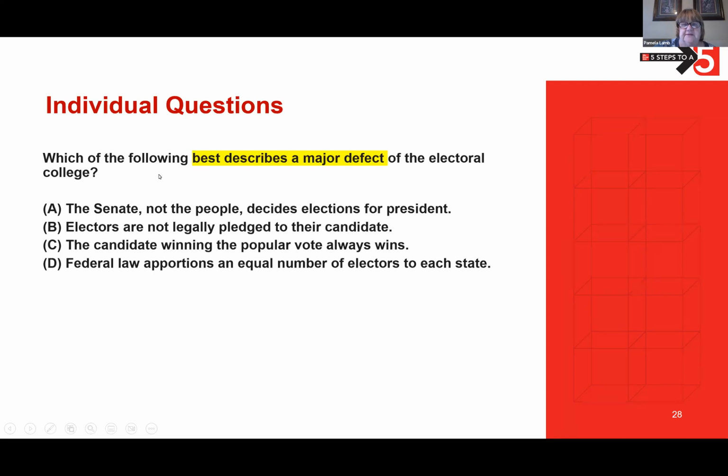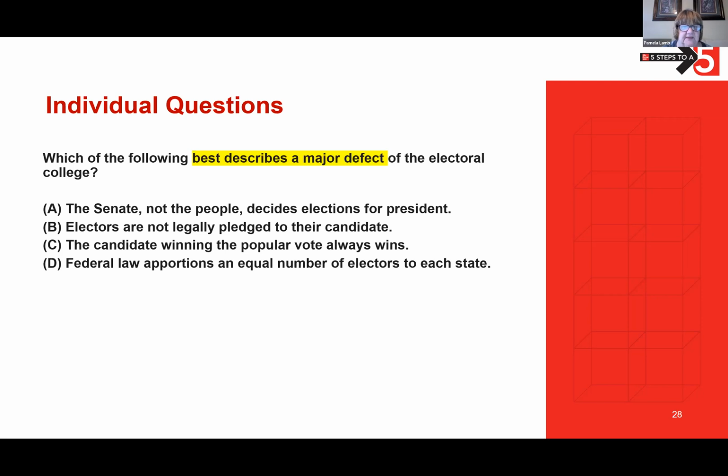Which of the following best describes a defect of the Electoral College? So you have to know something about the Electoral College. You have to know what people might say is wrong with the Electoral College. And you will have 4 answer choices for each multiple choice question. So here are our answer choices.